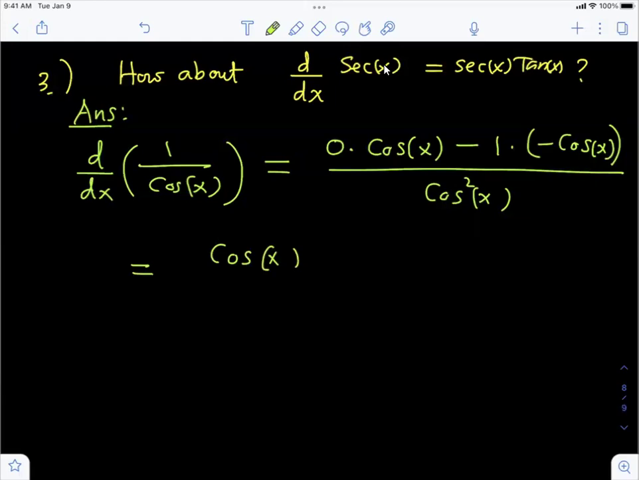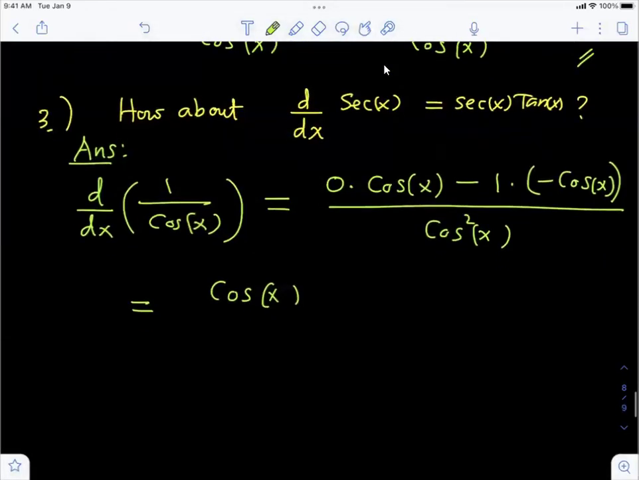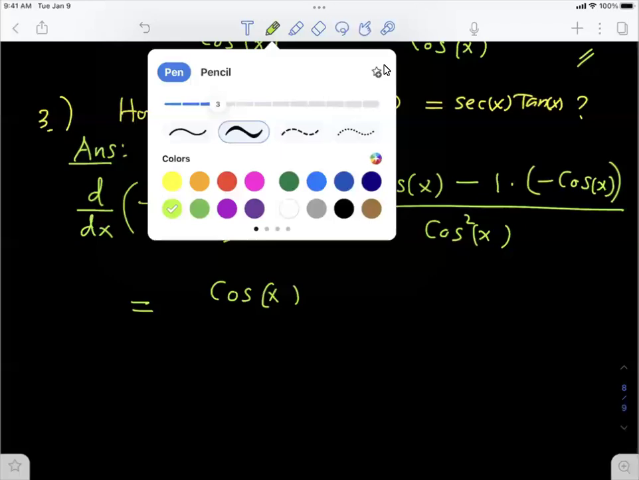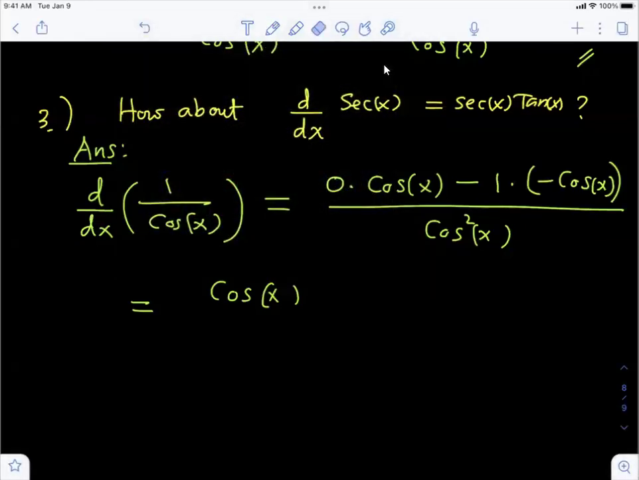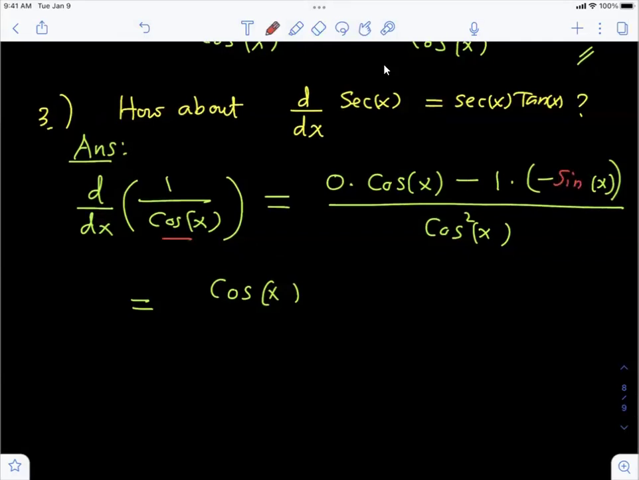Oh, here I made a mistake. Let me correct it right away. Here I said the derivative of cosine, that's exactly what I wanted to write here. I wrote it like negative cosine x. It is supposed to be negative sine x. Since it's a correction, let me do it in red color. Let's employ red, and then let's erase this cosine. And it is supposed to be negative sine x, the derivative of cosine, right?